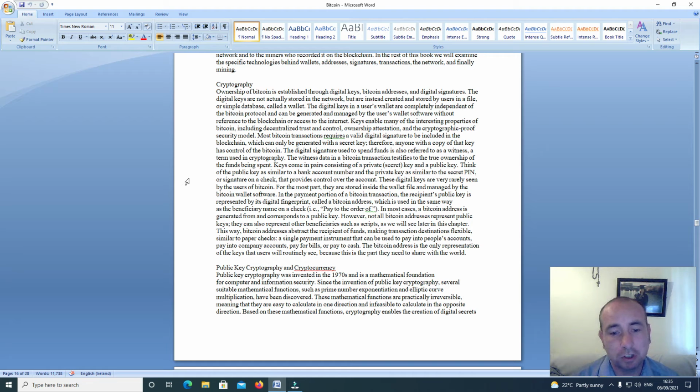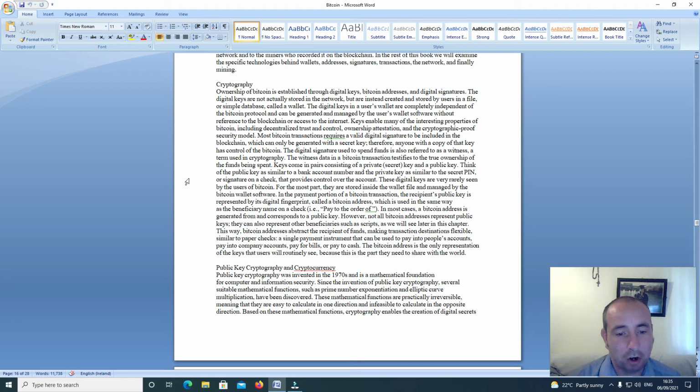In the payment portion of a Bitcoin transaction, the recipient's public key is represented by its digital fingerprint called a Bitcoin address, which is used in the same way as a beneficiary name on a check, "pay to the order of." In most cases, a Bitcoin address is generated from and corresponds to a public key. However, not all Bitcoin addresses represent public keys. They can also represent other beneficiaries such as scripts, as we will see later in this chapter.